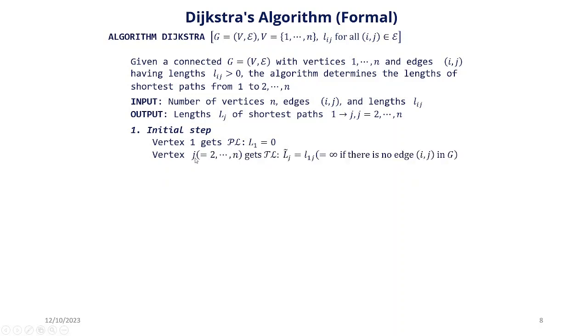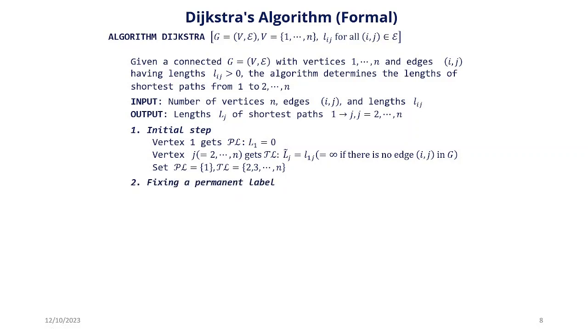The other vertices J equal to 2 to N get the temporary label. In the previous explanation we just used T instead of TL. There's no difference. L tilde J equal to L1J equal to infinity if there is no edge connecting 1 and J in G. So we set the permanent label to node 1 and the temporary label will consist of every other node in the graph.